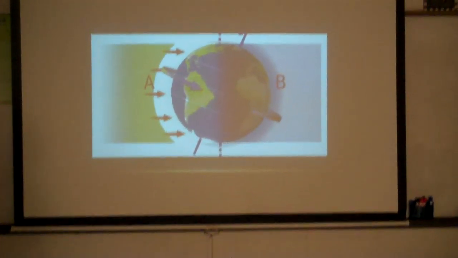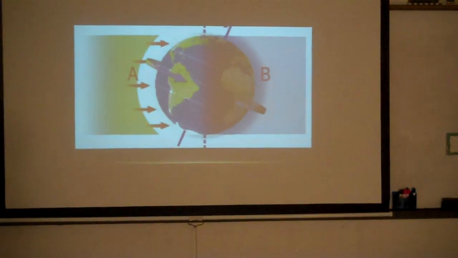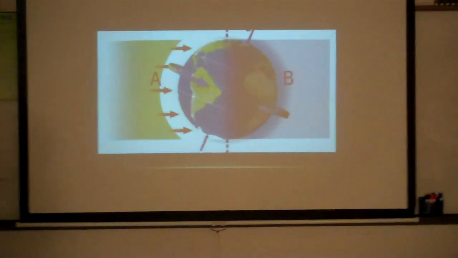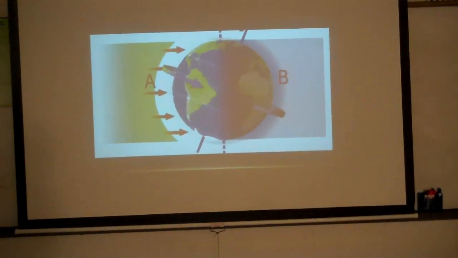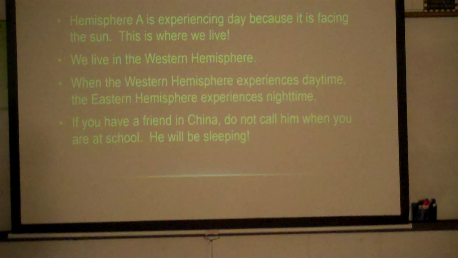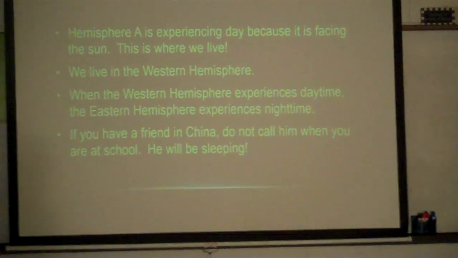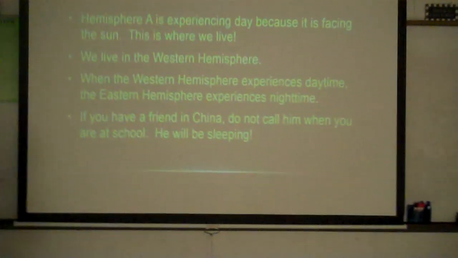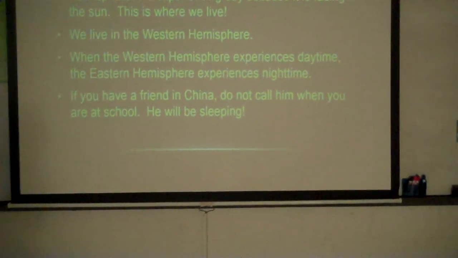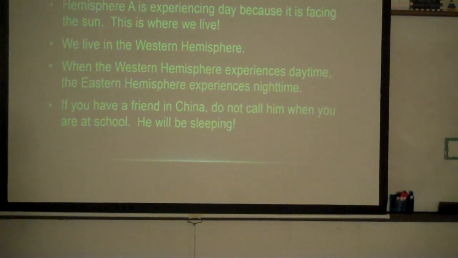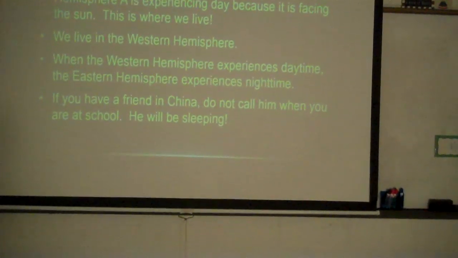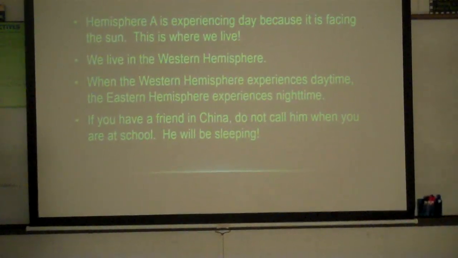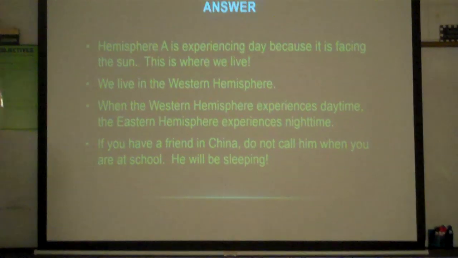Alright, question. Which hemisphere, which means the half of the earth, is experiencing daytime here? Is it side A or hemisphere B? If you answered A, you would be correct. Hemisphere A is experiencing day because it is facing the sun. This is where we live. We live in the Western Hemisphere. When the Western Hemisphere experiences daytime, the Eastern Hemisphere experiences nighttime, so it's the opposite. If you have a friend in China, do not call him when you are at school. Why? Because he will be sleeping. You don't want to disturb your friend.